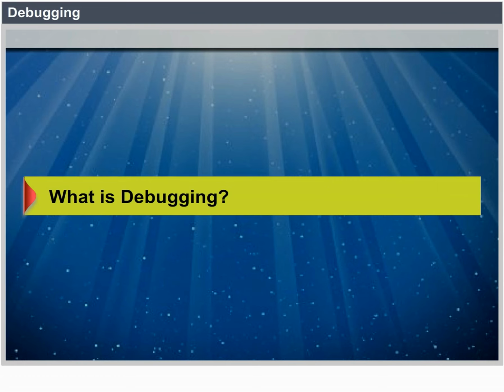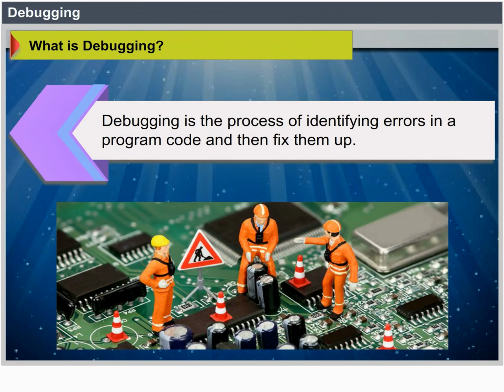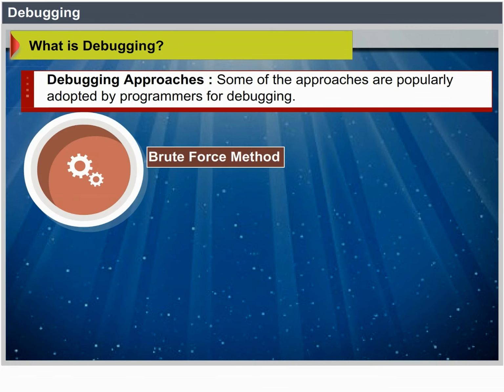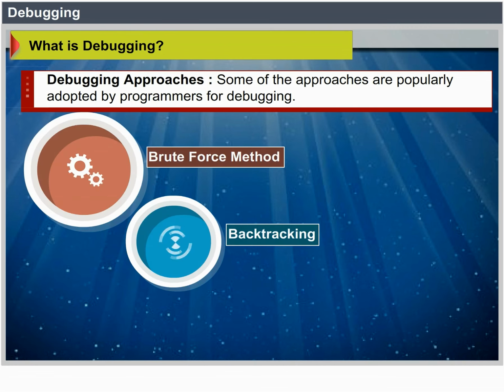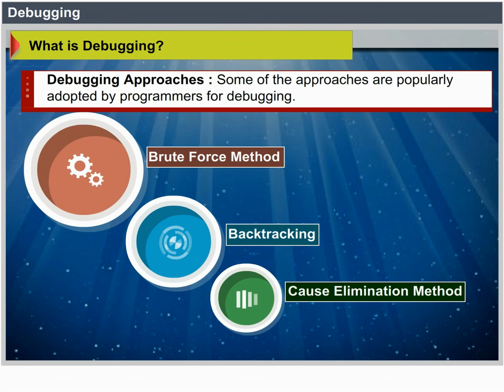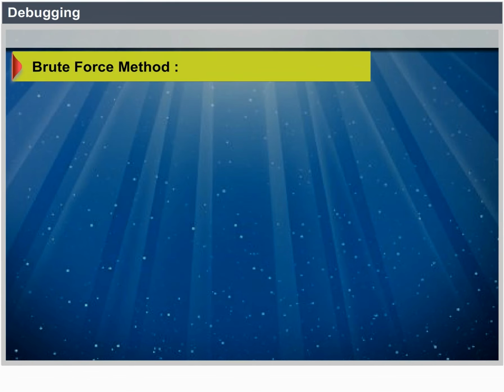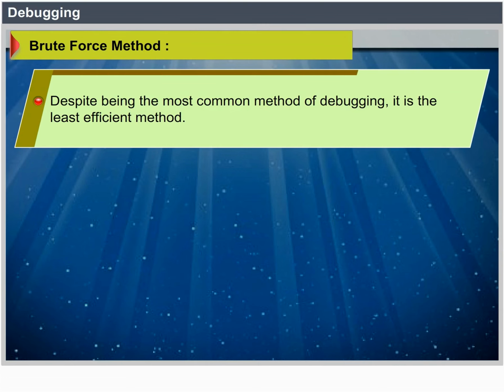What is debugging? Debugging is the process of identifying errors in a program code and then fixing them up. Debugging approaches. Some of the approaches popularly adopted by programmers for debugging: brute force method, backtracking, cause elimination method, program slicing. Brute force method. This is the most common method of debugging, but it is the least efficient method.